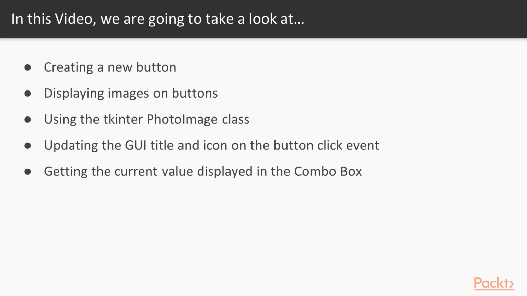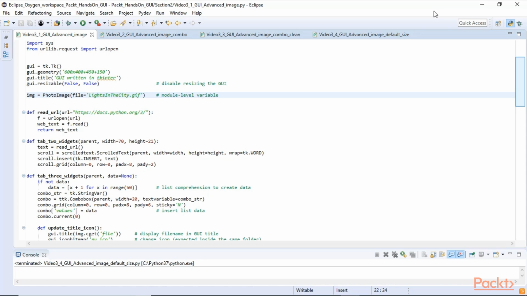We'll be updating the GUI title and the icon, the picture, when we click the button, and we will also get the current value displayed in the combo box. So let's run this code and see what it looks like.